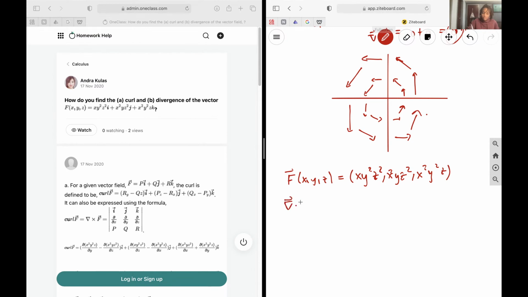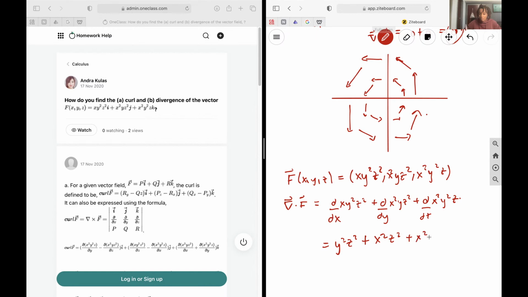And so the divergence, which is the dot product between these two, is going to be the derivative with respect to x of f1, so x y² z², plus the derivative of f2 with respect to y, so x² y z², plus the derivative of f3 with respect to z. And so the derivative of this with respect to x is just going to give us y² z², plus this one with respect to y is going to give us x² z², plus this one with respect to z is going to give us x² y². And this is what the divergence will be.